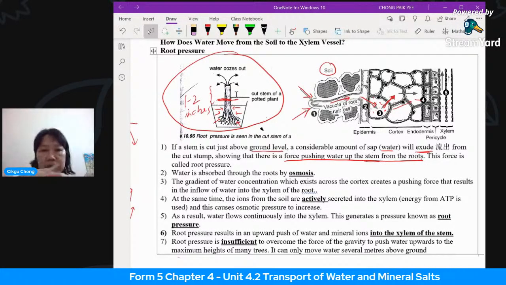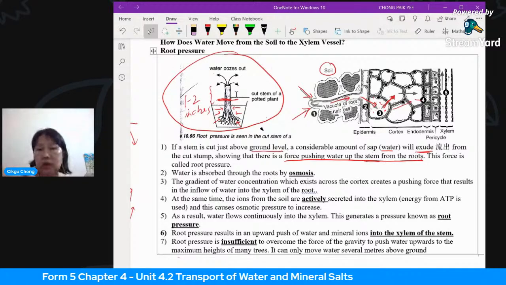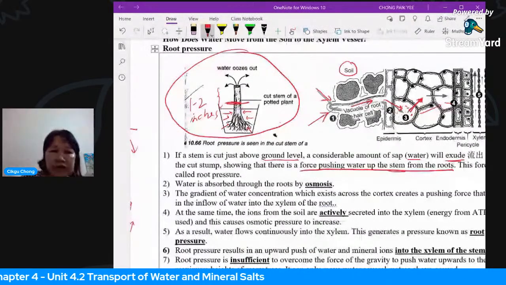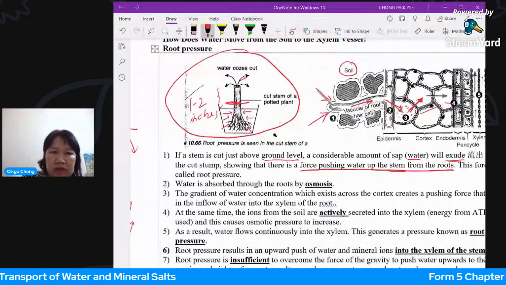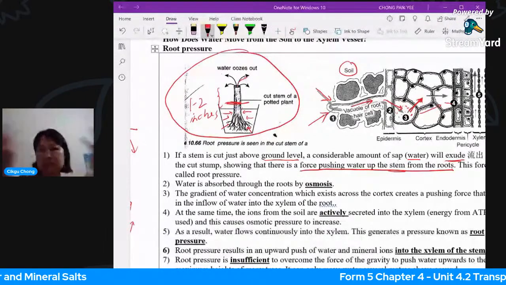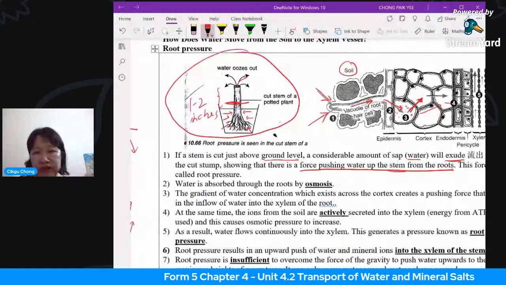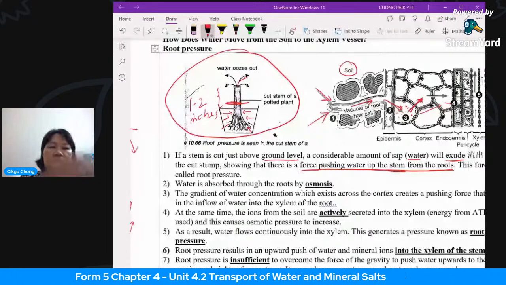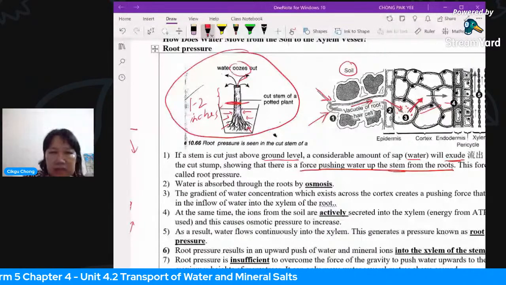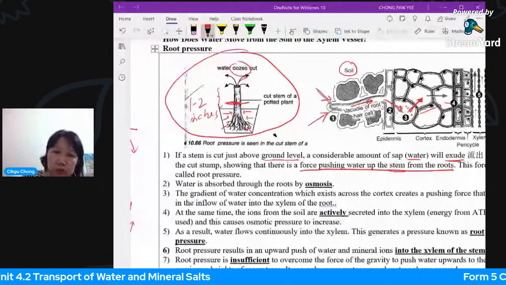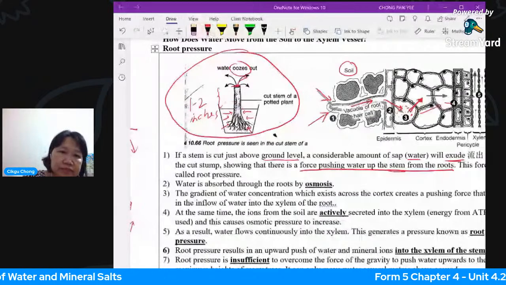Then when you cut away the whole stem, you find that the water will ooze out. It will not, like a fountain, punch or shoot out because the pressure is not very high. It will just ooze out. Ooze out means 流出来. You can see that the place that is cut is going to be wet. So this shows that there is root pressure.